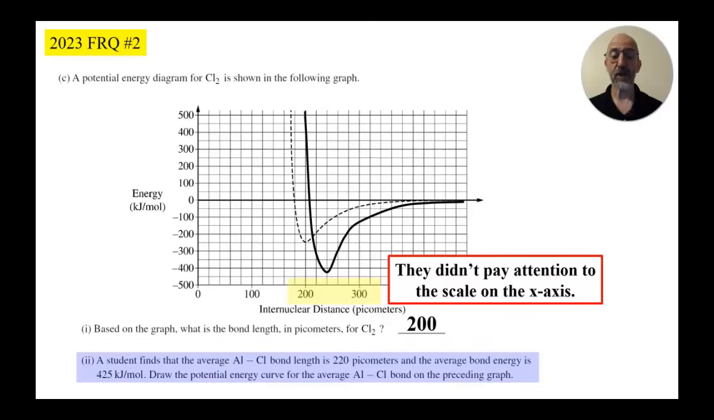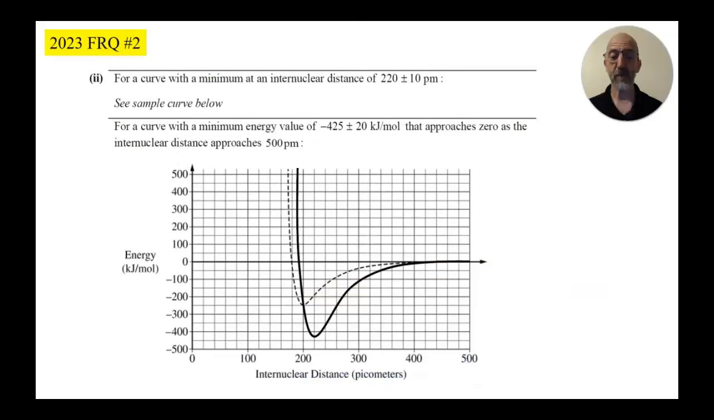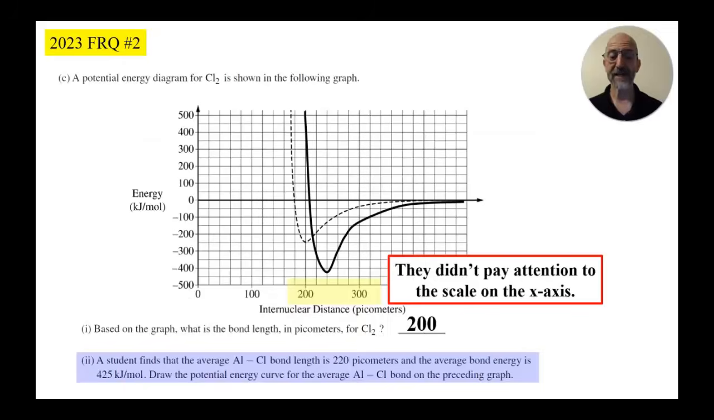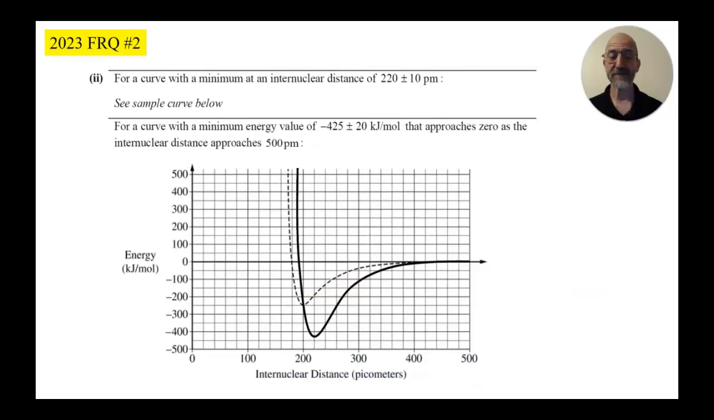So the correct curve would still have a bond energy of 425 kilojoules per mole, but as you can see in this correct diagram, the bond length would be 220, and that's that first line, not what I've drawn here, which looks more like 240. So this is the correct diagram for a bond length of 220.